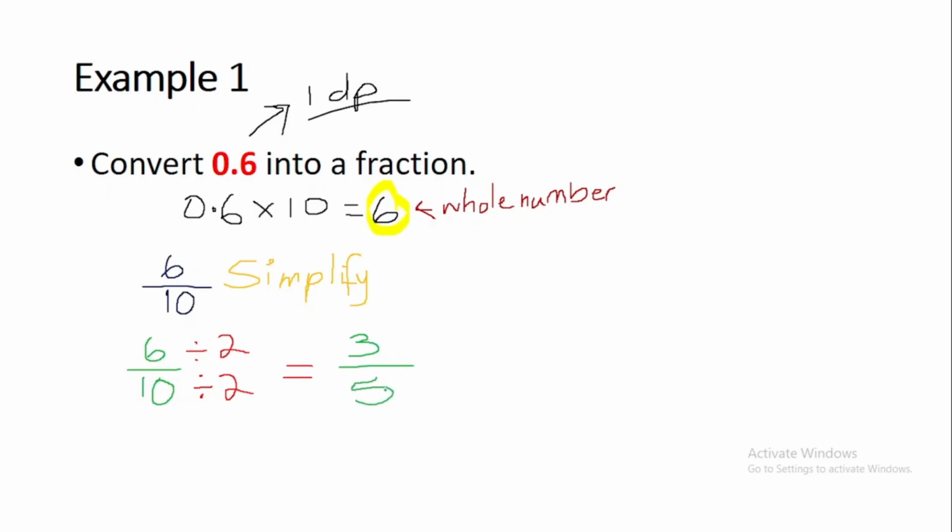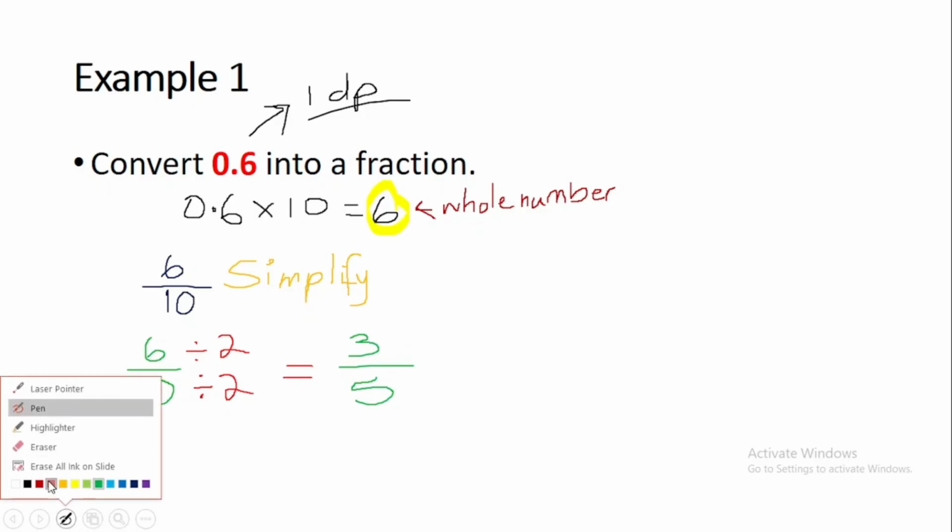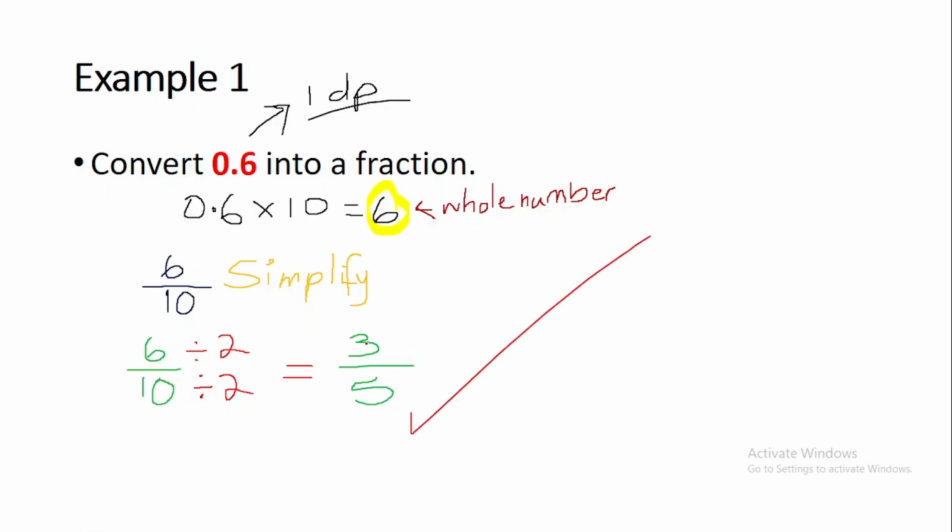Looking at this, we can simplify. If we have a case where we can simplify, then we continue to simplify. But looking at this fraction right here, there's no number that can divide 3 and 5 without leaving a remainder. That is, there's no same number that can divide both 3 and 5 without leaving a remainder. So our answer remains just 3 over 5. So 0.6 as a fraction is going to be equal to 3 over 5.